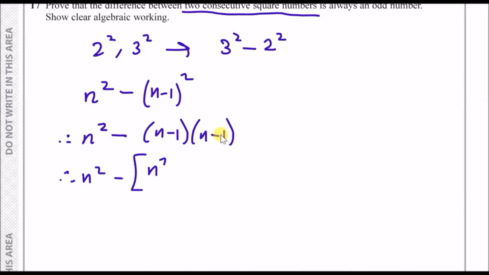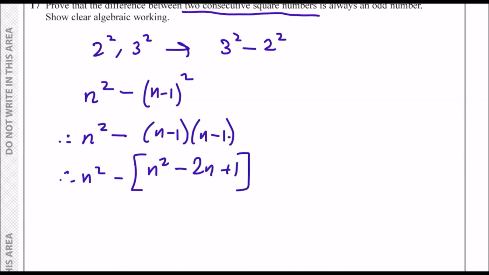You're going to get n squared, and then n times minus 1 is minus n, and then minus 1 times n is another minus n, and then you're going to get plus 1. And then simplifying this quickly, minus n take away n is going to give us minus 2n. So that all becomes n squared minus 2n plus 1.